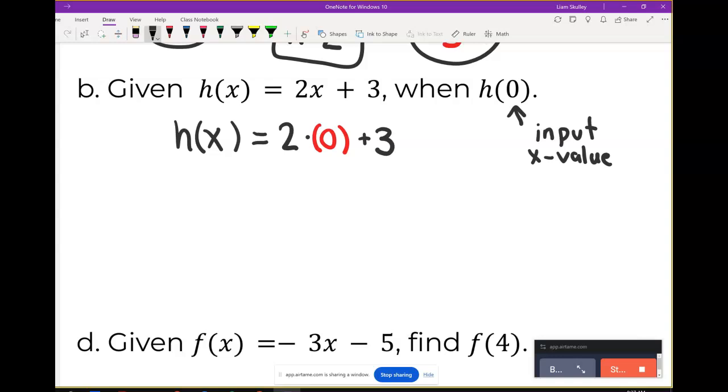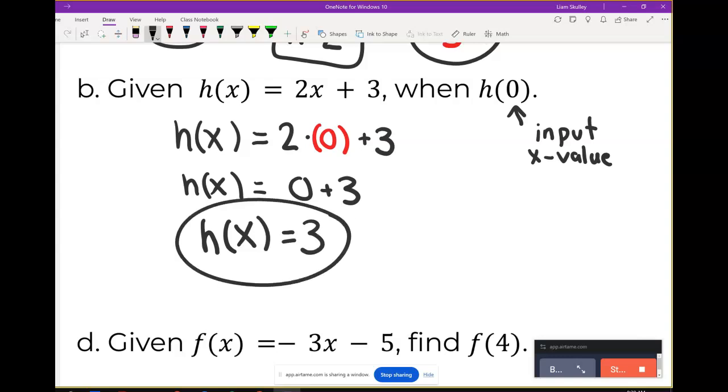And now we evaluate this. So we just have to make sure we're following order of operations. Got to multiply first, and then we can add. So 2 times 0 is 0. We have 0 plus 3, which is going to give us positive 3. So our answer would be h of x is equal to 3.